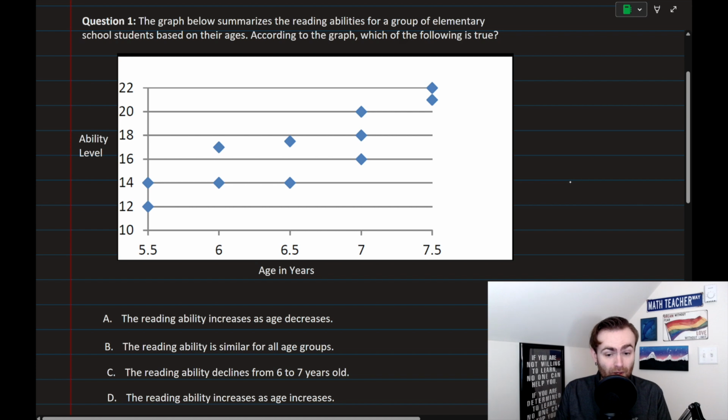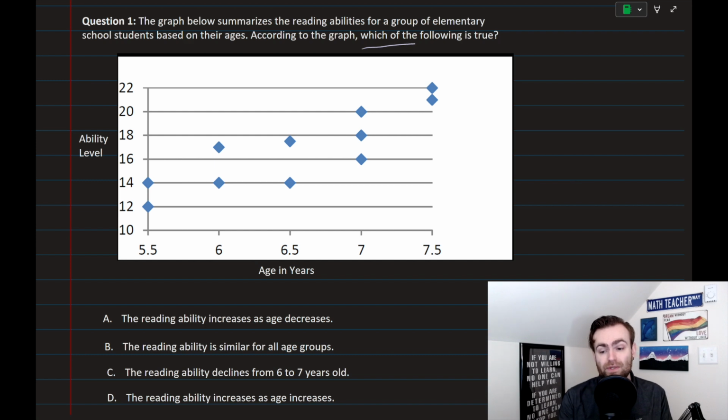So question 1, we have a scatter plot below, and it summarizes the reading abilities for a group of elementary school students based off of their ages. According to the graph, which of the following is true? So for a lot of these questions, you're not going to be making your own interpretations of data. You'll be asked which interpretation is true, which interpretation is false, kind of thing. So we have the age in years on the x-axis, and we have the ability level on the y.